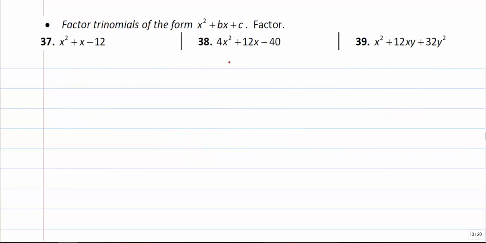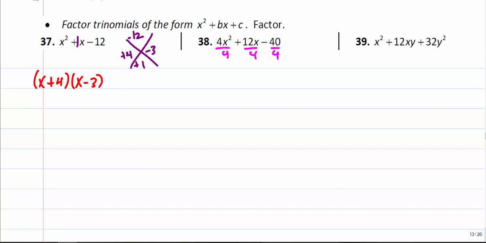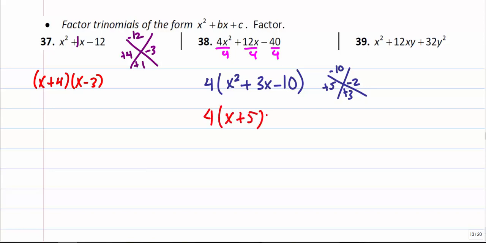Same thing on ones like these. This is just a simple what multiplies to negative 12 and adds up to positive 1. And that would be 4 and negative 3. So that's just x plus 4, x minus 3. On the next one, don't forget, if you can divide out something, like here I can divide out a 4, right? So this becomes 4 times x squared plus 3x minus 10. And so now it just becomes what two numbers multiply to negative 10 and add up to positive 3. And that would be positive 5 and negative 2. But notice that 4 I took out just comes along for the ride.